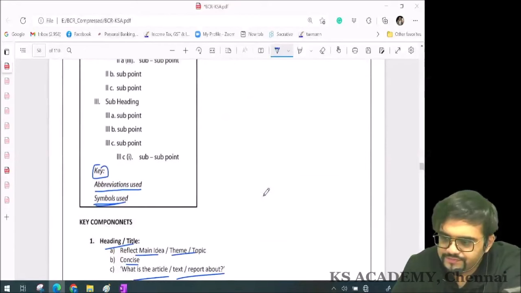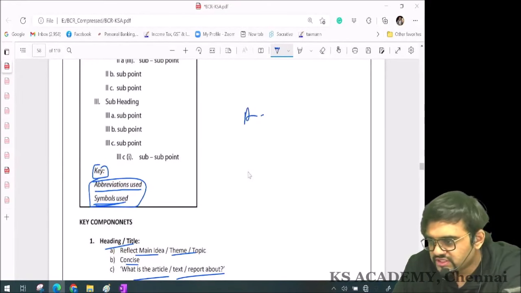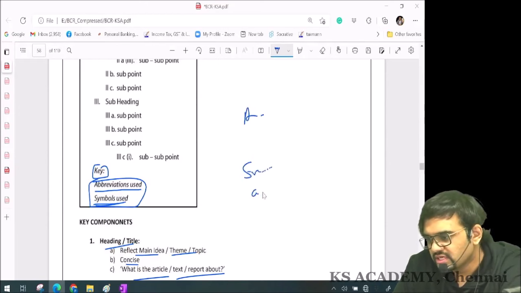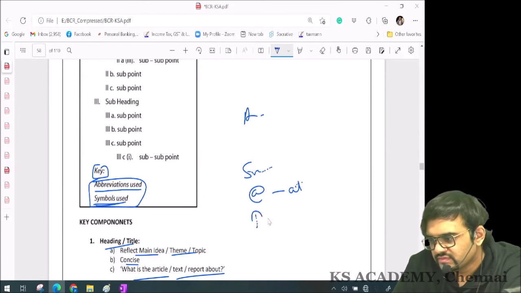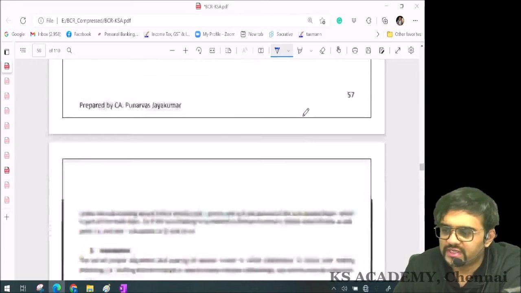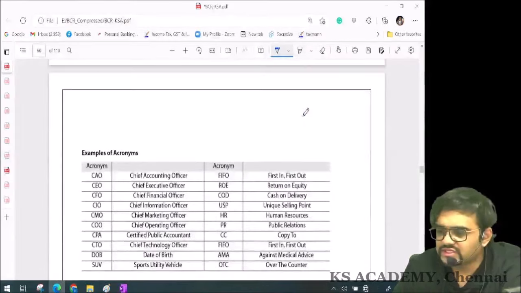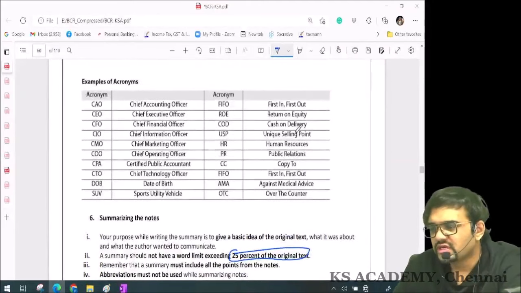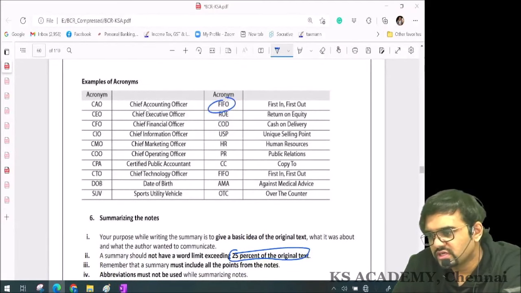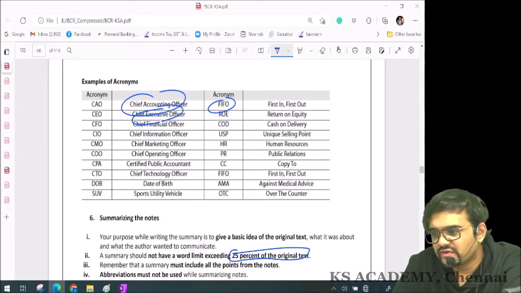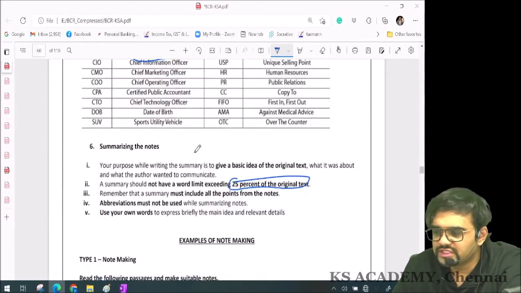And the key: abbreviations used and symbols used. Abbreviations is separate, symbols is separate. Symbols, for at, you have used at. This means increase, this means decrease, like that you should write. Obviously, when we solve 1 or 2, you will understand, don't worry. Then, of course, you have others like first in, first out, chief accounting officer, executive officer, financial officer, all that you will see.